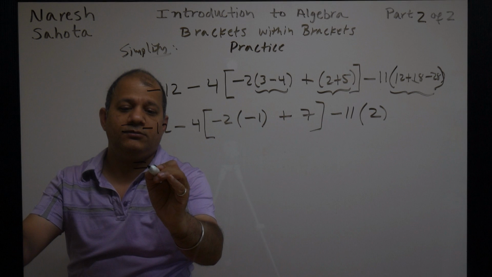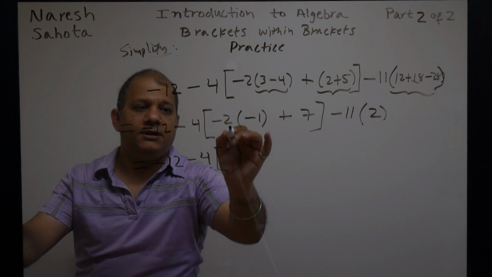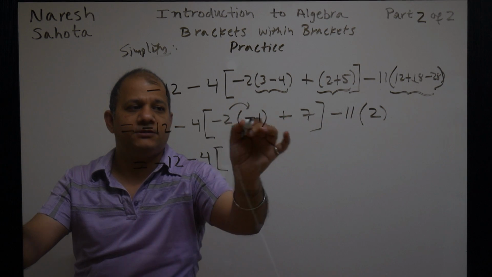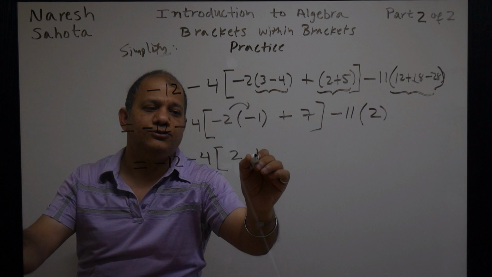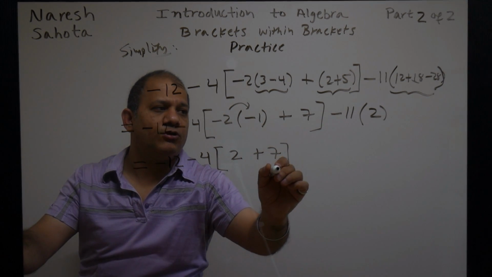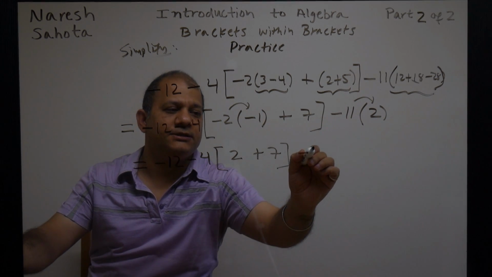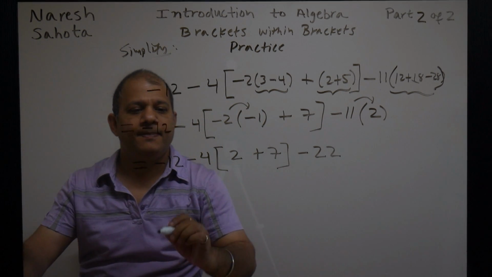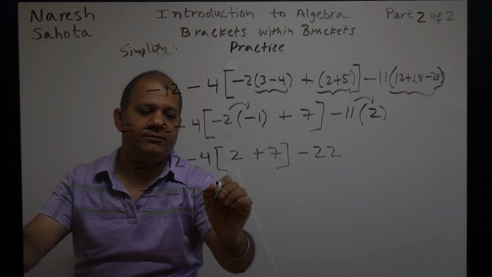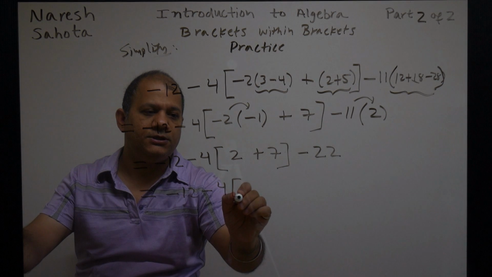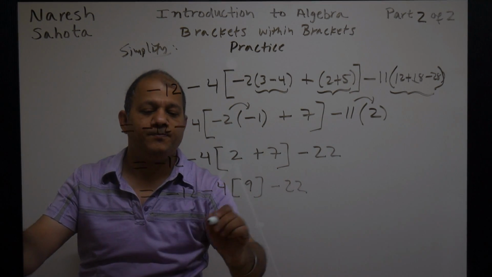Okay, so now continue. So minus 12, negative 4. Now let's remove this parentheses. Negative 2 times negative 1 is positive 2. So that's 2 plus 7, close square bracket, and we can multiply this out. Negative 11 times 2 is negative 22. Okay? Now, copy minus 12, negative 4, times 2 plus 7 is 9, and then copy minus 22.